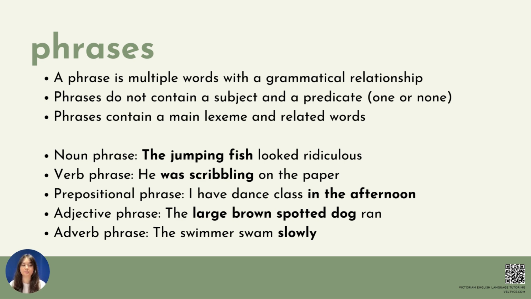Adjective phrase: the large brown spotted dog ran. Adverb phrase: the swimmer swam slowly. So these are our phrases, multiple words with a grammatical relationship, but they don't contain a subject and a predicate. It's one or none.